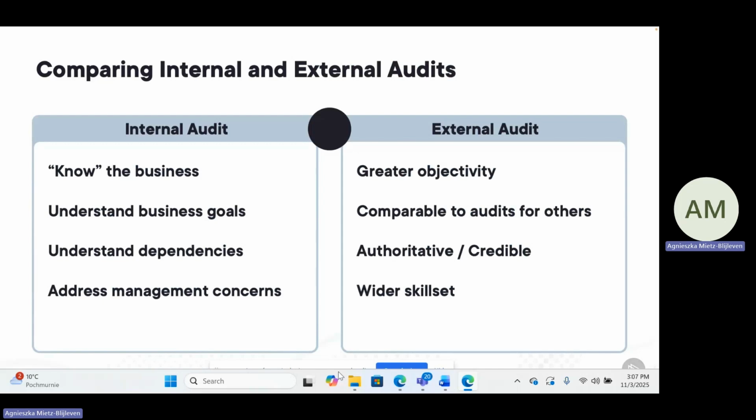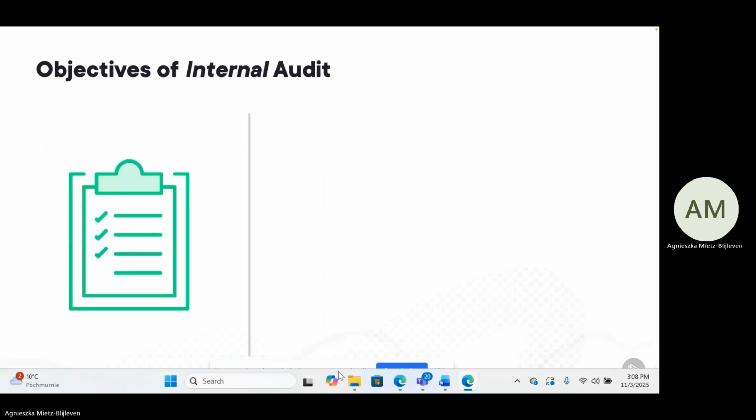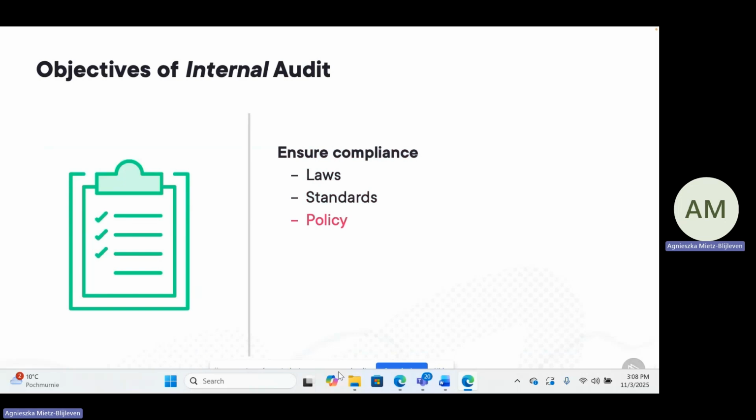Quite often, external auditors are made up of an organization that has a wider range of different skill sets, specialists in financial and forensics auditing and process auditing and specialists in websites and other forms of IT, for example. So why do we have internal audit? The objective of an internal audit group is to, well, ensure compliance. Compliance with things like the laws that the organization is subject to, good practices and good standards, as well as compliance with policy.